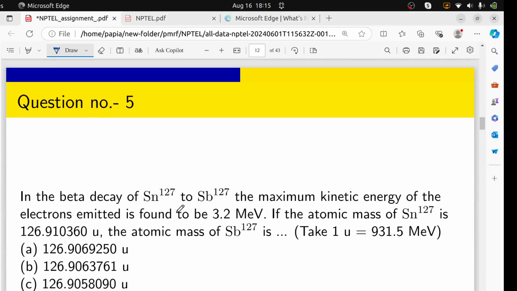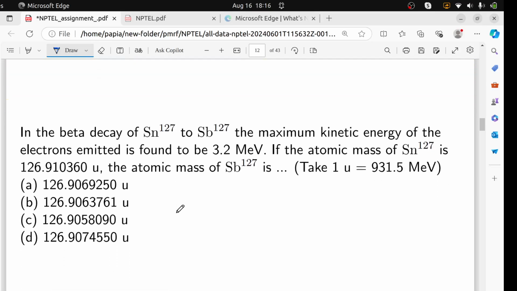Okay, so now coming to the next question. Maybe it will take some time to understand, so we will look at it a little more clearly. In the beta decay of Sn to Sb, the maximum kinetic energy of the electrons emitted is found to be 3.2 MeV. If the atomic mass of Sn is 126.910360 U, what is the atomic mass of Sb 127? Take 1 U equals 931.5 MeV.